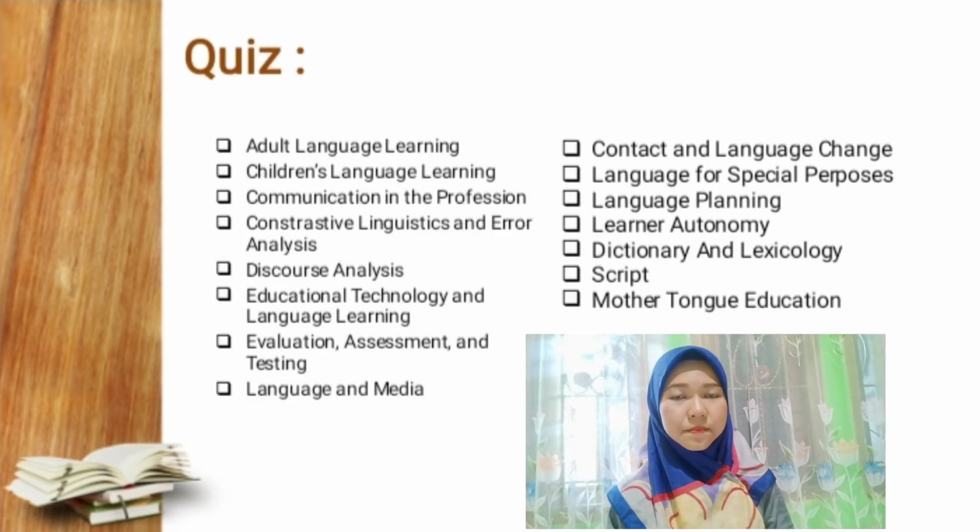Next, discuss the quiz of applied linguistics. There are 15 points. First, adult language learning, children's language learning, communication in the profession, contrastive linguistics and error analysis, discourse analysis, educational technology and language learning, evaluation assessment and testing, language and media, contact and language change, language for special purposes, language planning, learner autonomy, dictionary and lexicology, script, and the last, mother tongue education.